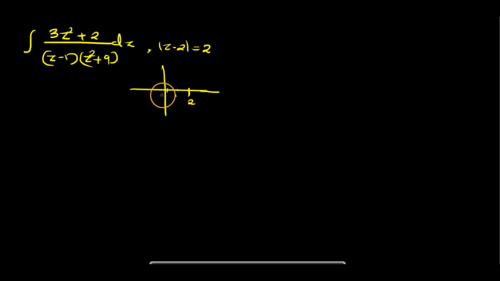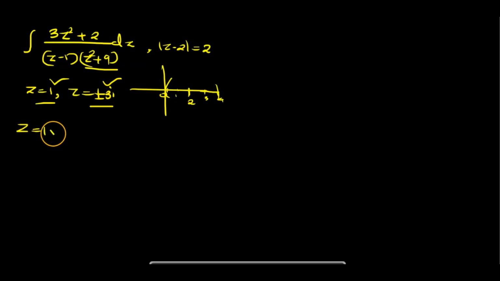That means 0 and 4 are on the circle, and z equal to 1. z square plus 9 is 0 when z is equal to plus or minus 3i. These are the singularities.